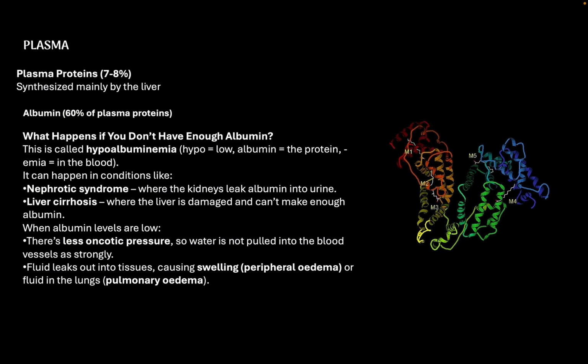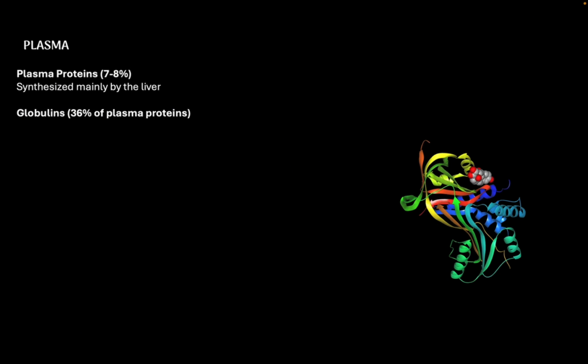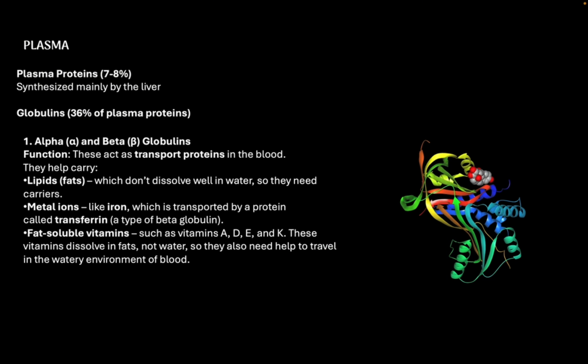Next are globulins, which make up about 36% of plasma proteins. These are split into alpha, beta, and gamma types. Alpha and beta globulins are transport proteins for fats, metal ions like iron, and fat-soluble vitamins A, D, E, and K. For example, a globulin called transferrin carries iron through the blood.